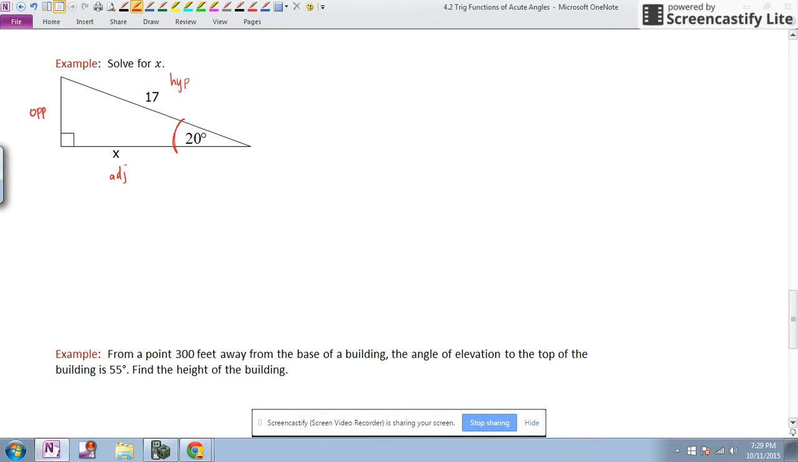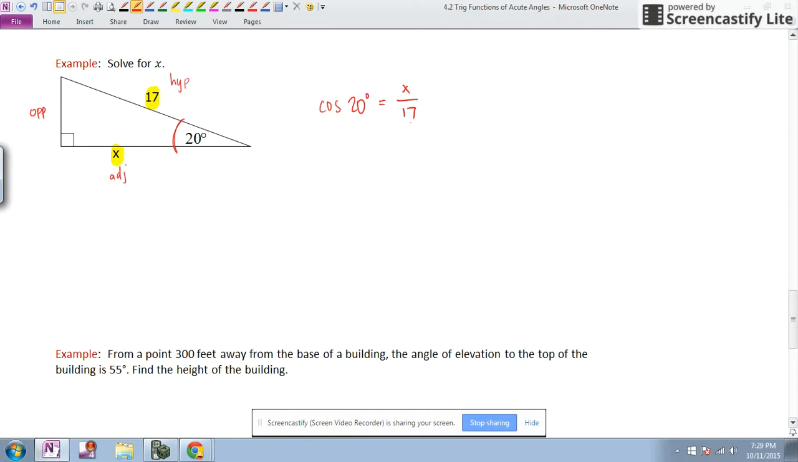And I look at what I have and I'm like, all right, I got an angle. The ADJ is what I want, and the hyp is what I have. And what ratio would use the adjacent and the hypotenuse? Hmm. Wait, cosine. So this is a cosine problem. So I know that the cosine of 20 degrees, whoops, that's supposed to be a 0. Cosine of 20 degrees is equal to the adjacent x over the hypotenuse 17. And now I can go ahead and solve for x.